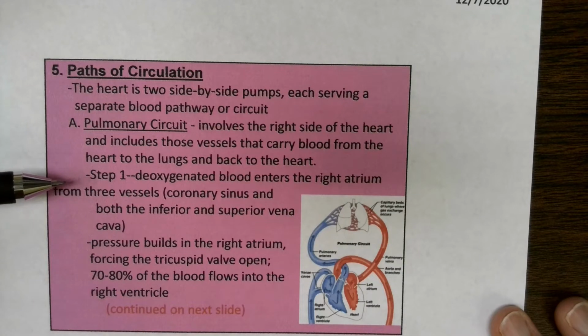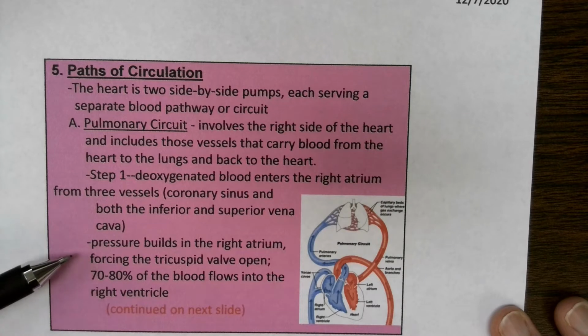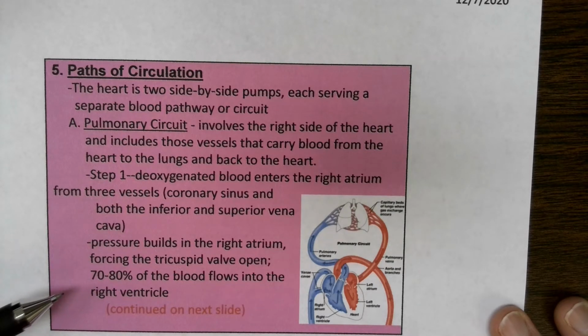So if we were going to circulate through the pulmonary circuit, okay, so it says here for step 1, deoxygenated blood is going to enter the right atrium that we see down here. It's going to come into the right atrium through the superior up here, okay, and inferior vena cava. We're actually just seeing both of those there, and in through the coronary sinus. Okay, it's going to enter into the right atrium. The pressure is going to build in the right atrium as it fills with blood, and that's going to force the tricuspid valve to open. Right, then about 70 to 80% of the blood is going to flow down into the right ventricle.